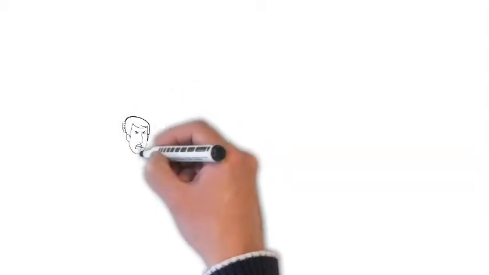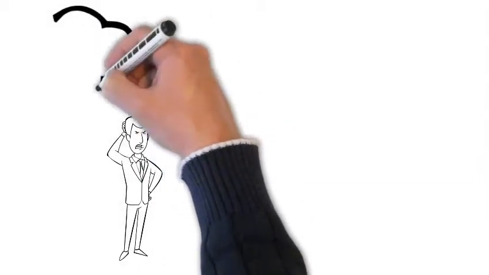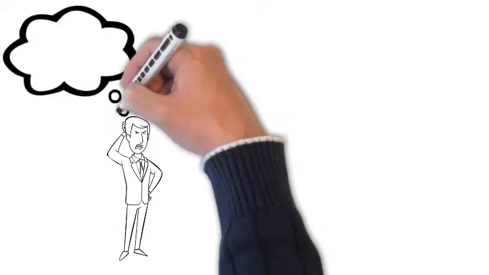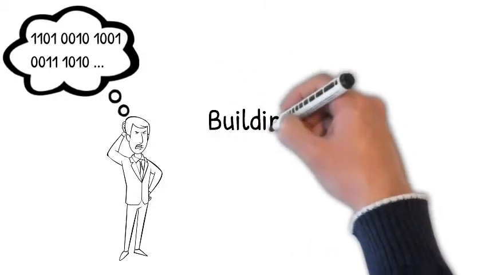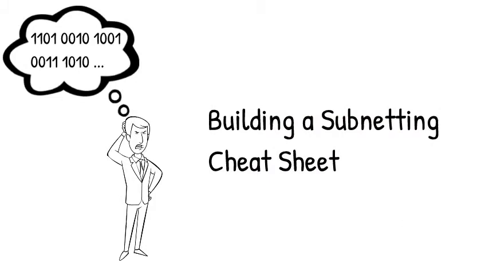So here's the challenge. We want to work on subnetting a network, but we don't want to have to go into binary to figure out how to do it. Well, there is a way to do this using a subnetting cheat sheet, and that's going to be the focus of this video.